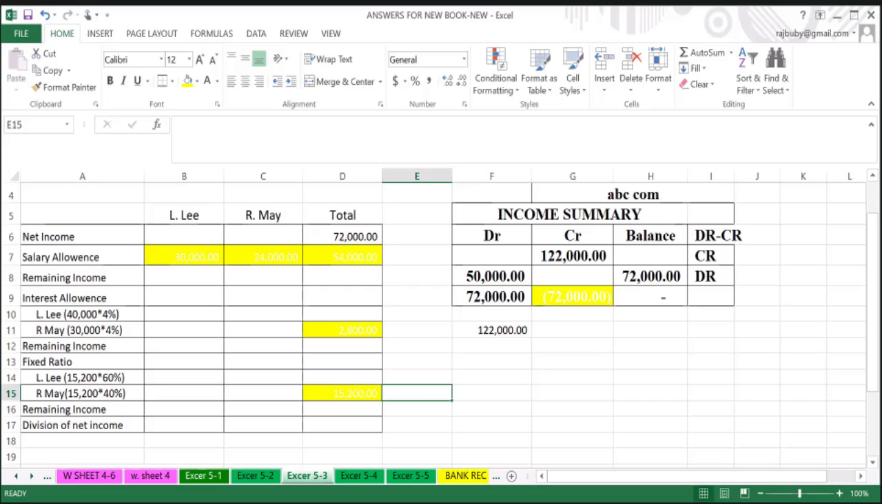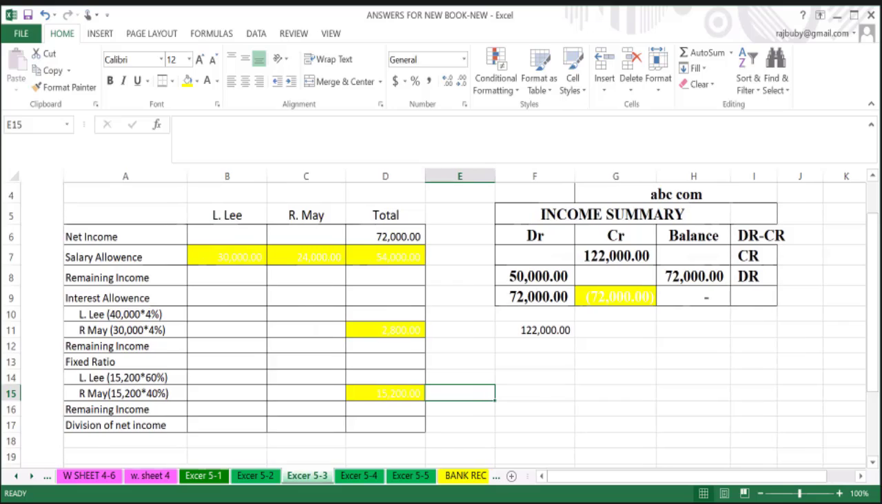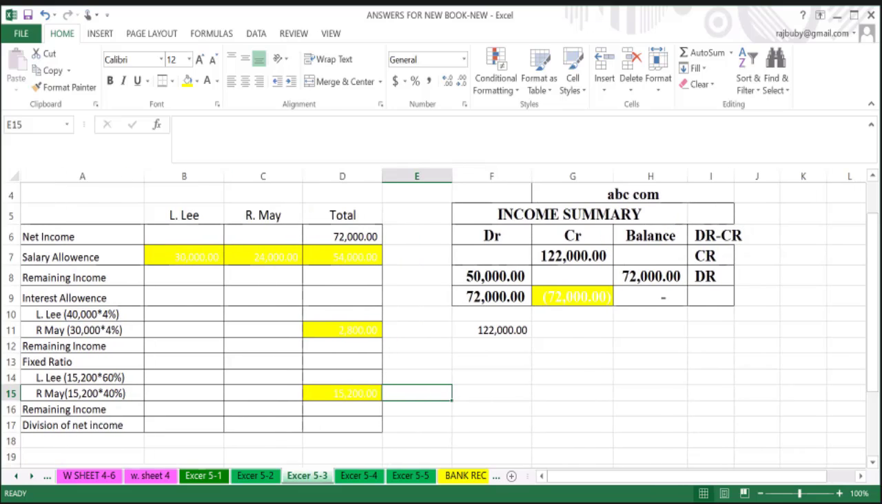And you're going to do the calculation. I think you have this Excel worksheet also, right? Yes, you can see 7,200,000. You can add salary 30,000 and 24,000, distribute for those two people. The total salary is this. Now you are going to see the balance. Remaining income is 18,000, because it's 72 minus 54.